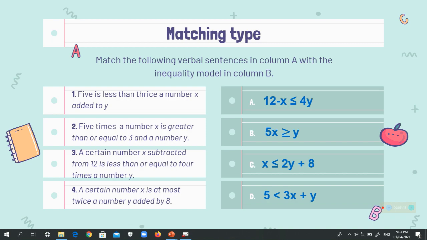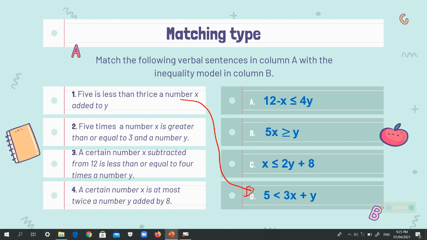Let's have this activity. You are going to have matching time. Match the following verbal sentences in column A with the inequality model in column B. In number 1, we have 5 is less than thrice a number X added to Y. Which do you think is the answer? Number 1 should be paired with letter D.